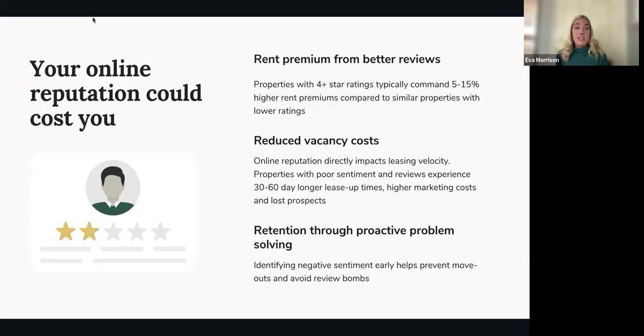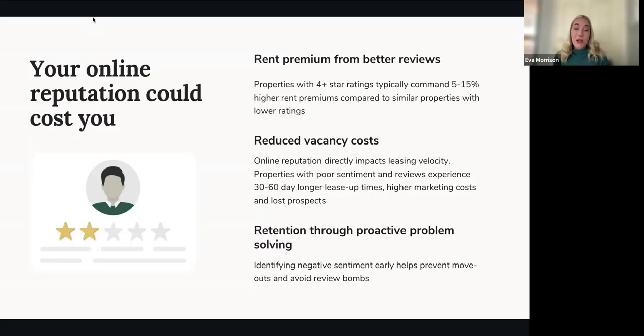Again, reduced vacancy costs with a really strong online reputation. We can move people through the lease process faster. We can spend less on marketing. We're probably not losing as many prospects, but having a negative online presence can really impact these things. And again, retention through proactive problem solving: identifying these areas where we have some negative sentiment early helps prevent those move outs in the first place. There are fewer communities with units sitting open, and we're avoiding those review bombs from ever dropping.